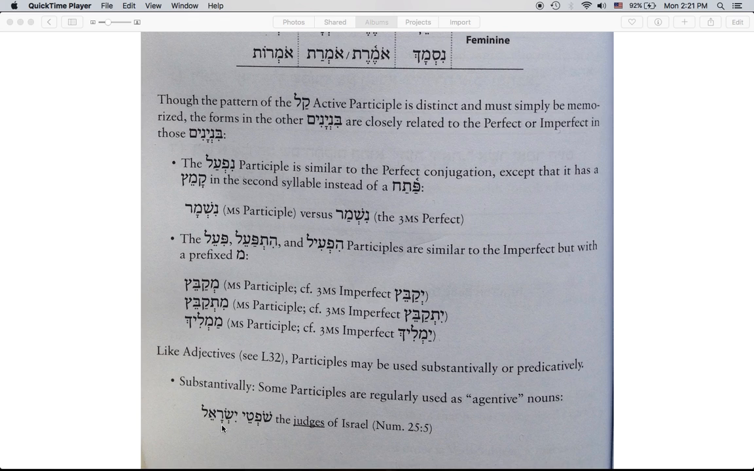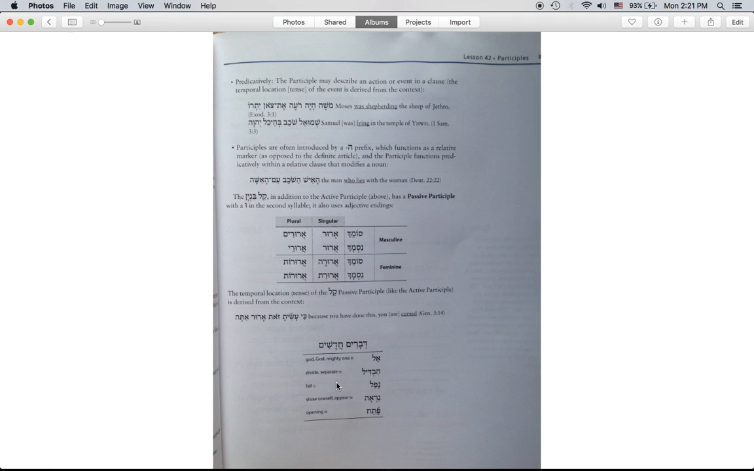So this is a full clause. Here we have the subject, and here we have the object, and the subject is the judges. So the judges of Israel. This can also be translated the ones who judge over Israel, or the ones who are judges of Israel. So here we have a participle functioning as the subject. Let's go ahead and turn the page.